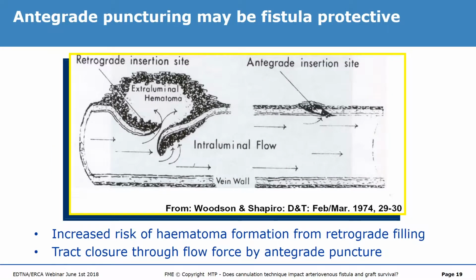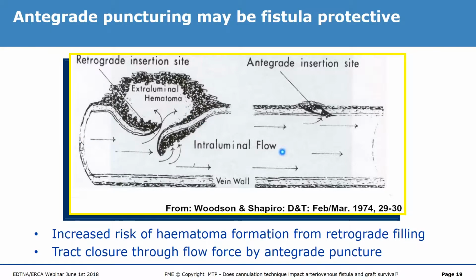Then we go to this slide saying antegrade puncture may be fistula protective. And I have to say that I like this slide very much. Why? I can tell you immediately. Because this was published in 1974. That means 44 years ago. In 1974, Hudson and Shapiro were already saying that the arterial needle should be antegrade, that means in the direction of the blood flow and not retrograde. 44 years ago. Why?